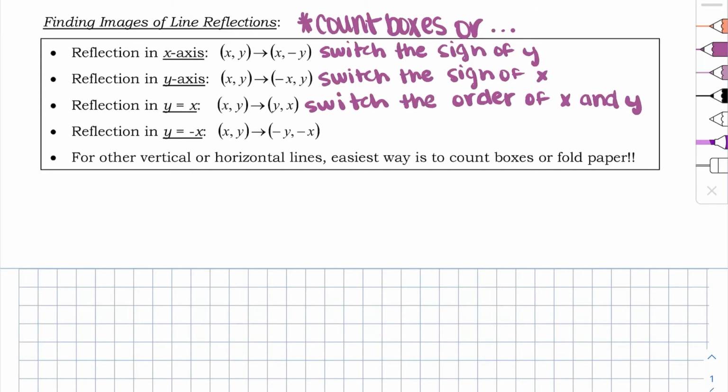For a reflection over the line y equals negative x, you are taking the point x comma y, and notice that x and y are still switched, but you also see a negative in front of both x and y. So you are switching the sign of x and y, but you are also switching the order of x and y.